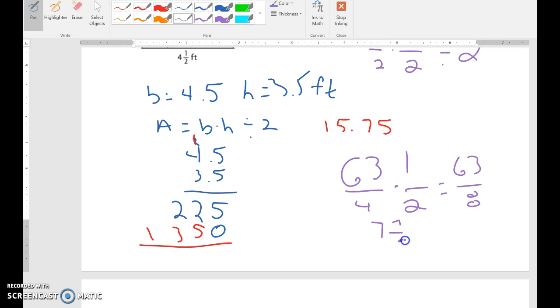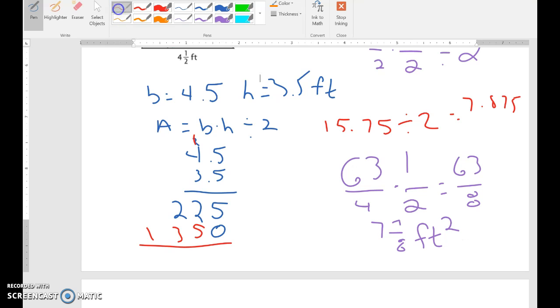Okay? Now here, we haven't finished this one because we never divided it by 2, fun fact. Now we have to do 15.75 divided by 2. Now 15 divided by 2 is 7.5. 0.75 divided by 2 is 0.375. So that's also going to give us the same number. It's going to give us 7.875 square feet. But it might be a lot harder for us to do that one.